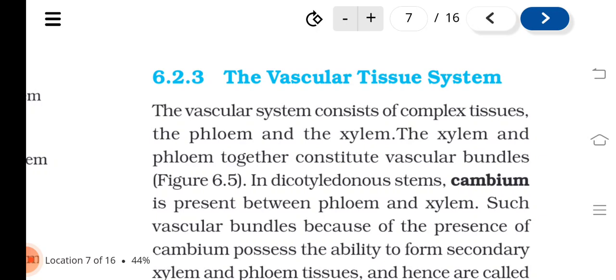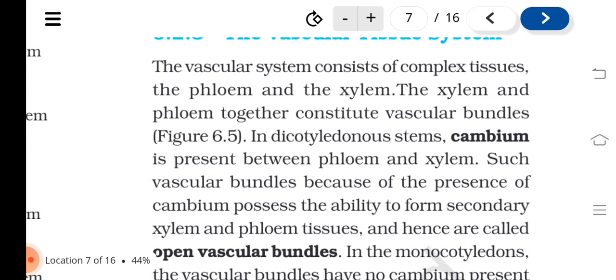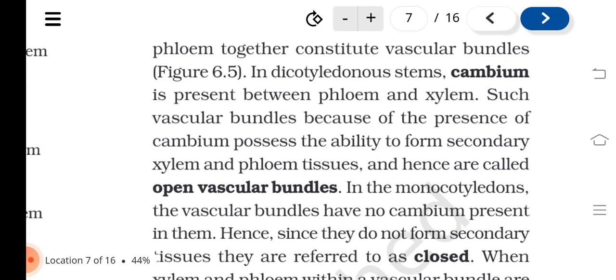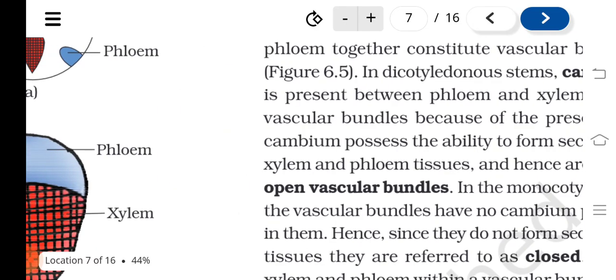The vascular tissue system. The vascular tissue system consists of complex tissues, the phloem and the xylem. The xylem and phloem together constitute vascular bundles. In dicotyledonous stems, cambium is present between phloem and xylem. Such vascular bundles, because of the presence of cambium, possess the ability to form secondary xylem and phloem tissues and hence are called open vascular bundles.